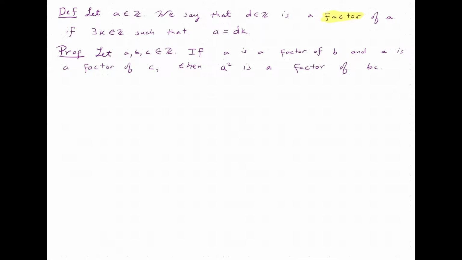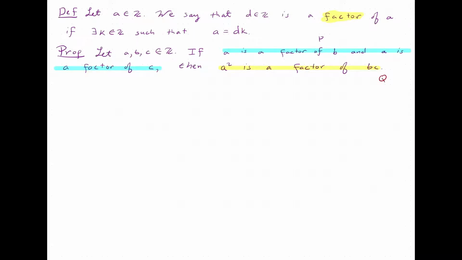So here we have integers a, b, c, and we have that a is a factor of b, and a is a factor of c. And then we want to prove that a squared is a factor of b times c. So here we have our if statement. This here is our p, and over here we have our q: a squared is a factor of b times c. And so we want to be able to prove this.